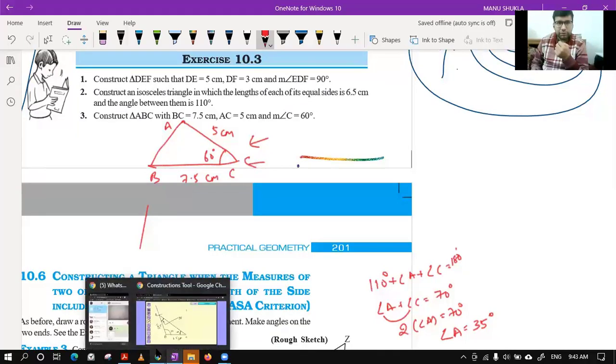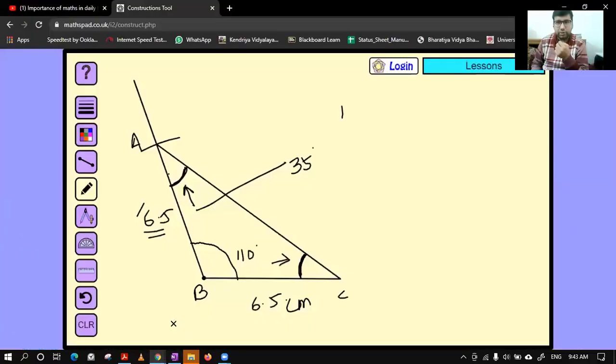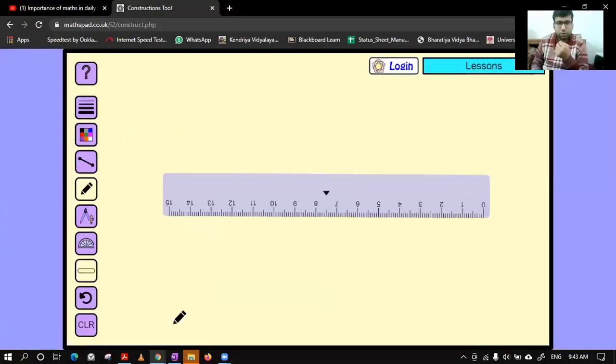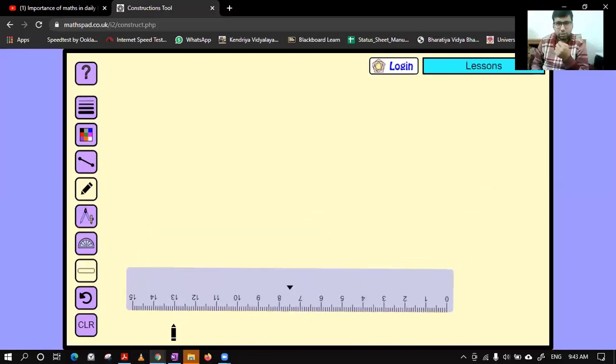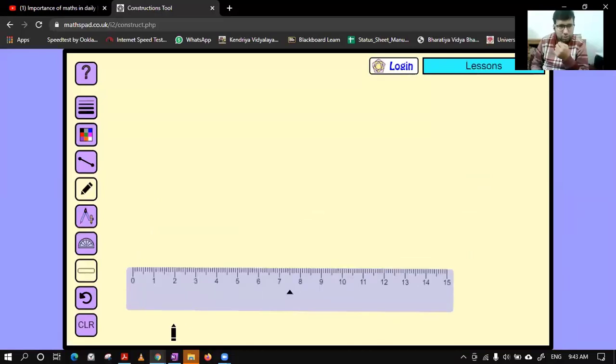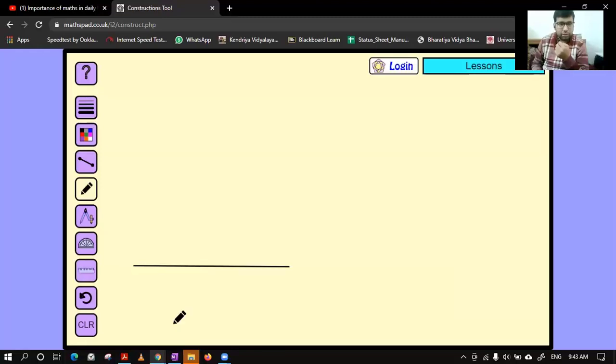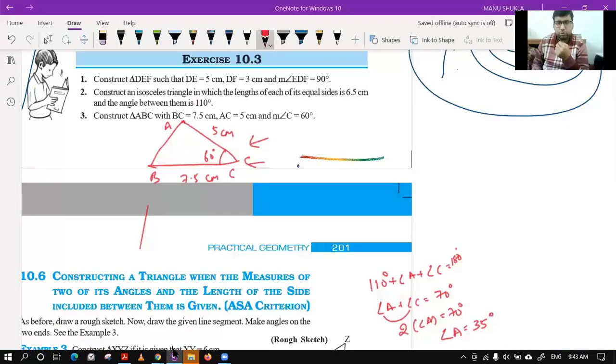Again, start with the base 7.5 centimeter. So take the scale, make it okay. What happened to the pencil? Why is it reversed? 7.5 centimeter. Let us call this BC, 7.5 centimeter. The second step is to draw angle C is equal to 60 degree.